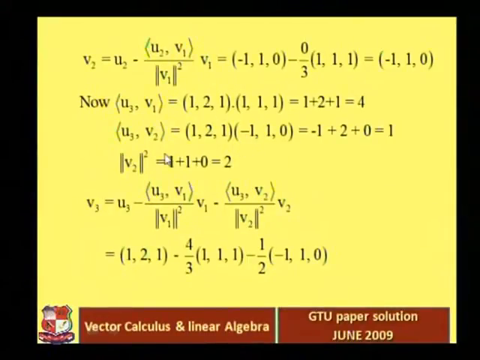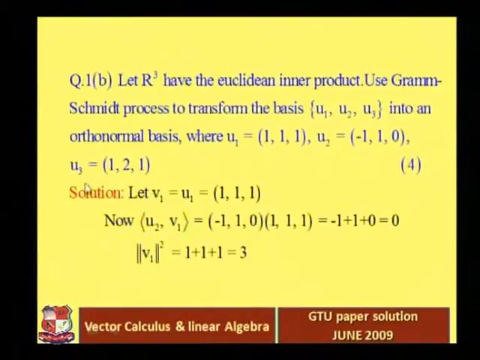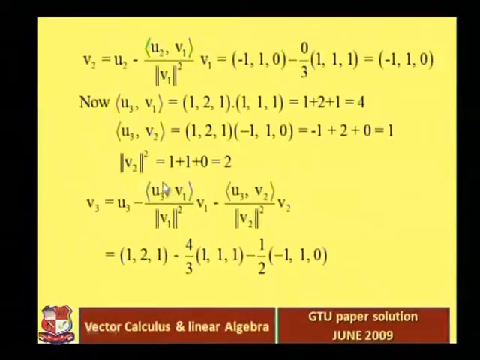Inner product U3 V2, right? What is U3? (1, 2, 1), and V2 is (-1, 1, 0). So the dot product of (1, 2, 1) and (-1, 1, 0) is equal to 1 into -1, plus 2 into 1, which is 2, plus 1 into 0, which is 0. So that is equal to 1, right?